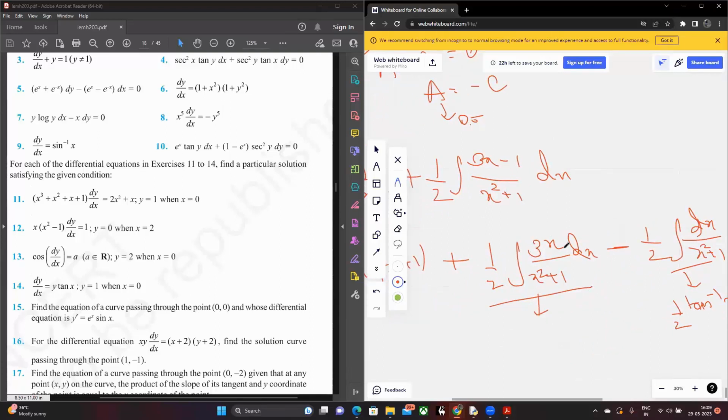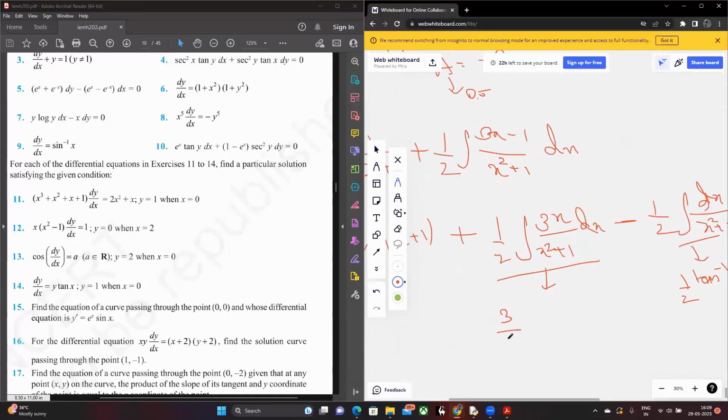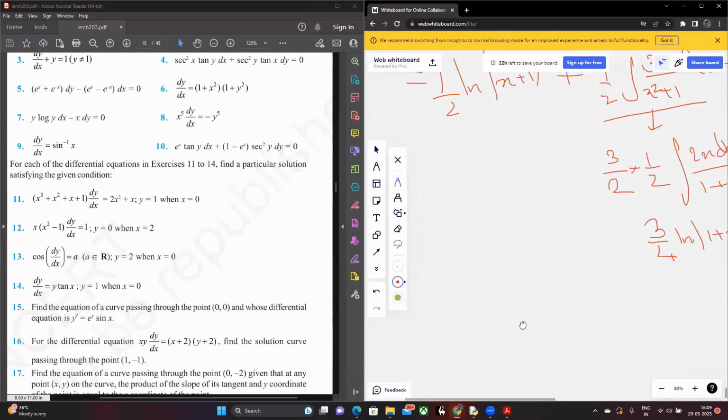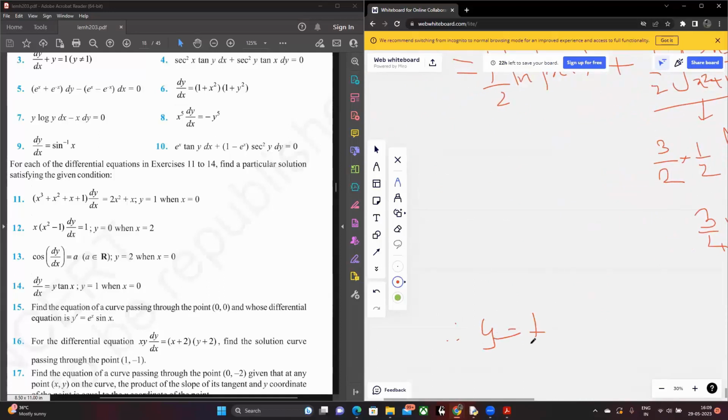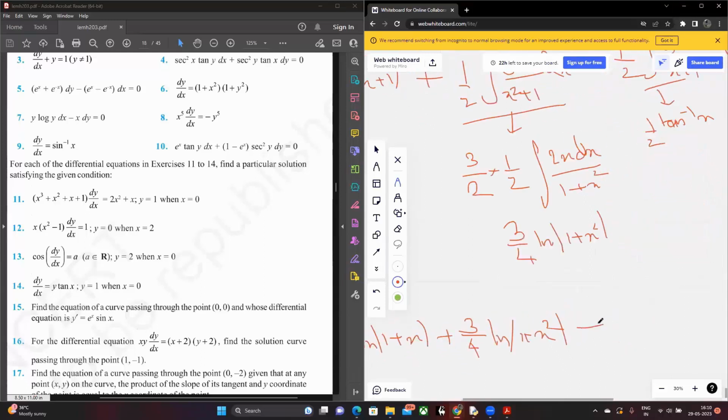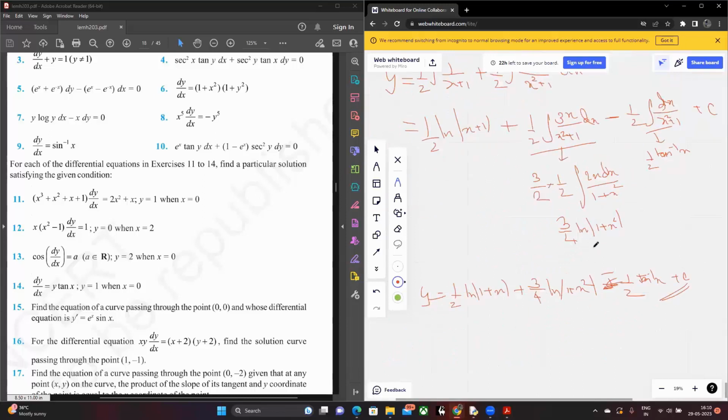Now, what you can do is that you can basically make this 2, right? For that, you need to basically take this 3 out and multiply and divide by 2: 2x dx by 1 plus x squared. So this is basically 3 by 4 ln mod 1 plus x squared, right? Therefore, y equals half ln mod 1 plus x plus 3 by 4 ln mod 1 plus x squared minus half tan inverse x plus c. This whole thing is an answer, right?